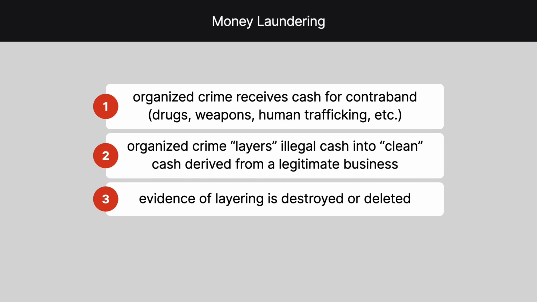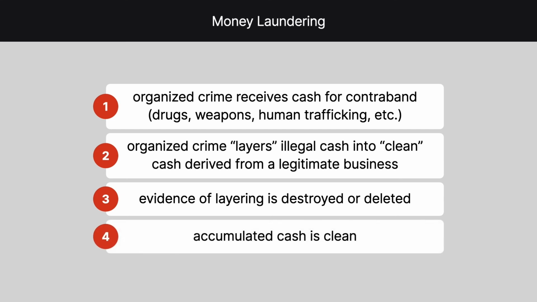Once the layering takes place, you go back and you eliminate any evidence that the original source of some of your cash was illicit enterprise, and then, as we said, the accumulated cash after it's been put through the tax system is clean. That's your 4 steps.